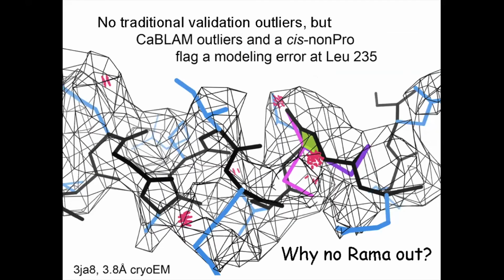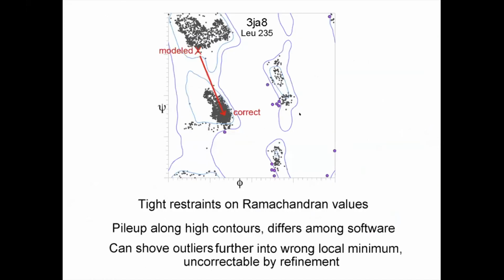All right, I guess I talked too much at that slide, sorry. And so this just shows for one of those examples, this problem with the Ramachandran. And we went into all of this.